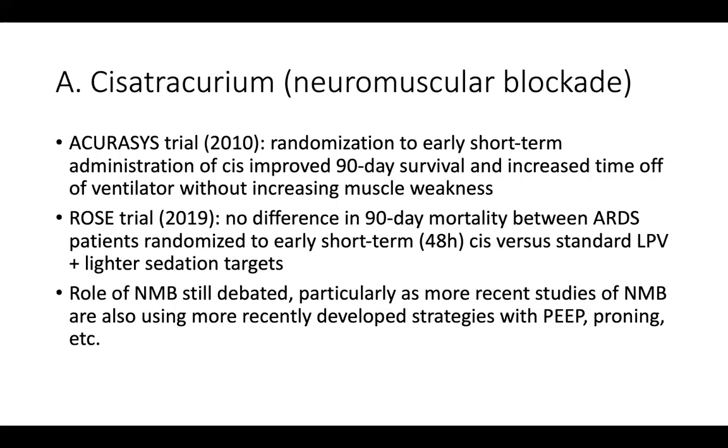And so I wanted to just touch on the fact that in older studies, it was thought that neuromuscular blockade, particularly early short-term administration, would improve survival and time off the vent, and it was not thought to increase muscle weakness. However, in more recent studies, particularly in the ROSE trial, which came out 2 years ago now, there was no difference in mortality between patients who were randomized to early short-term neuromuscular blockade versus just standard LPV.